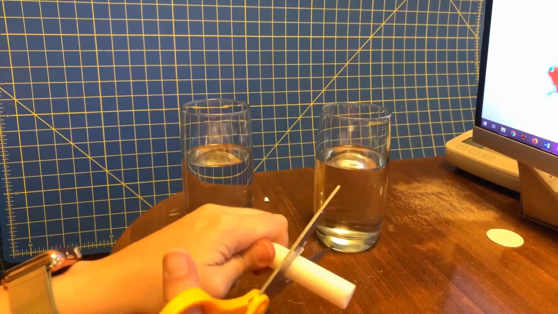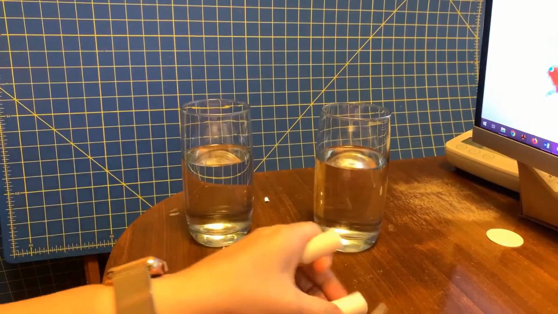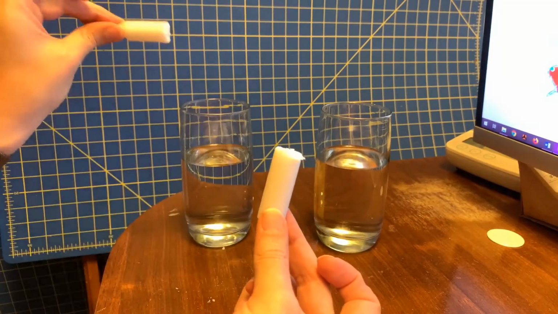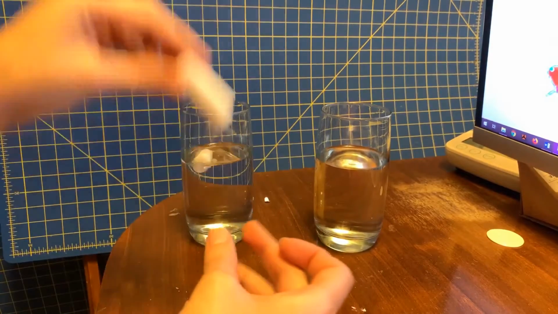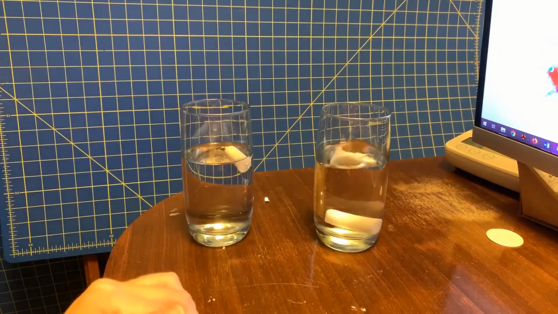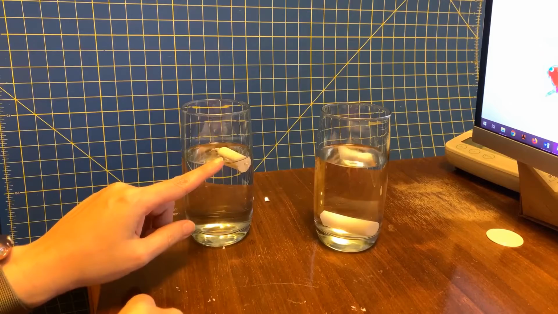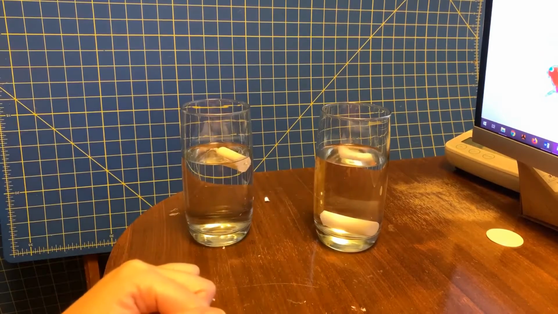All right, so we have basically two equal halves of the same candle. So I'm going to place one in container 1 and place the other in container 2. And what you see is that in container 1 the candle floats, and in container 2 the candle sinks.